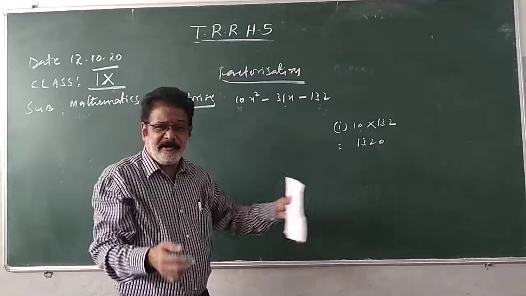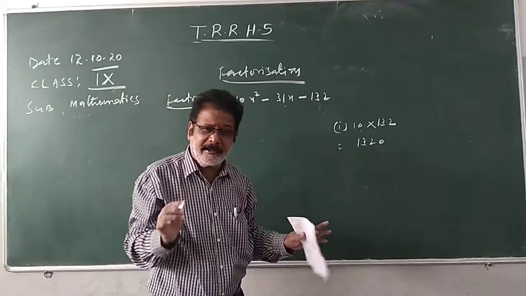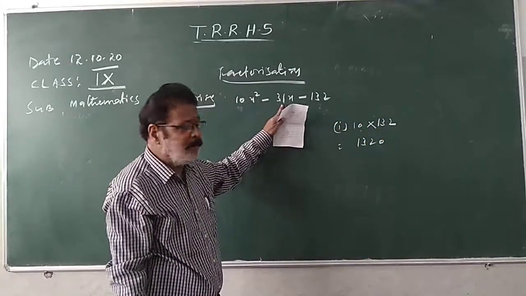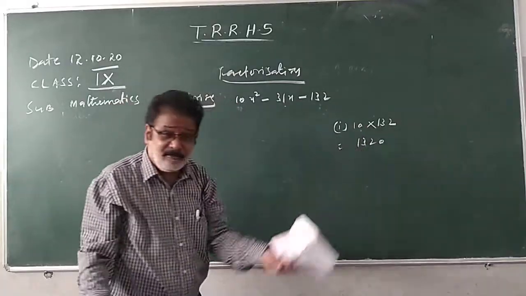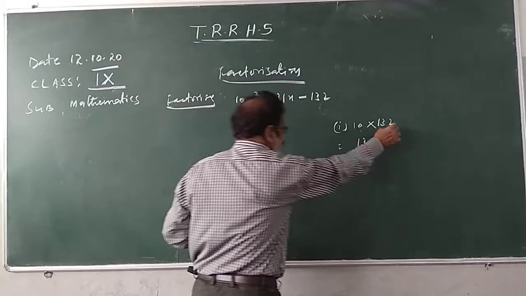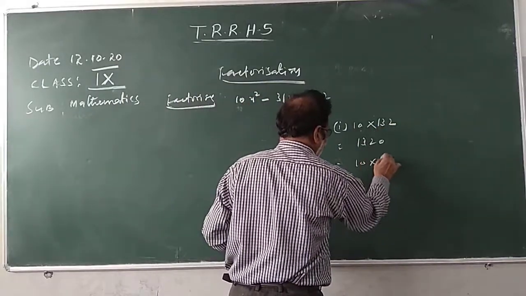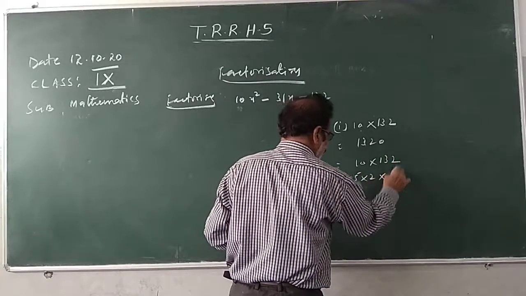The product 1320 is split into 10 into 132. If you add them, 10 plus 132, should we get 31? No. 10 plus 132 is 142, and subtracting, 132 minus 10 is 122. It is not suitable. So factorize further. Still simplify 10 into 132. 10 is 5 into 2.